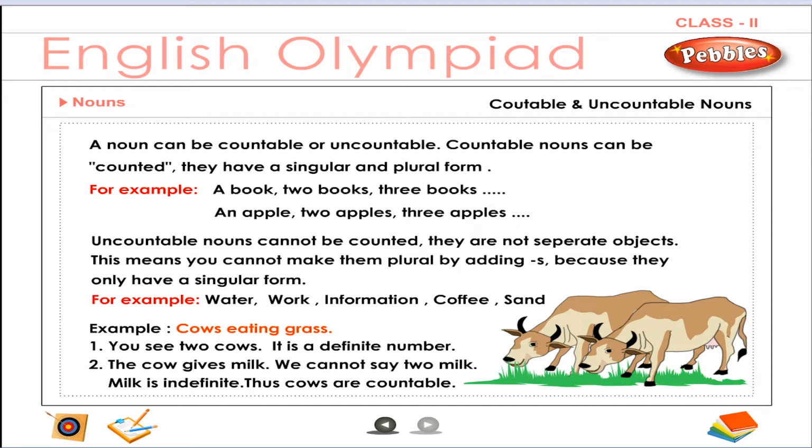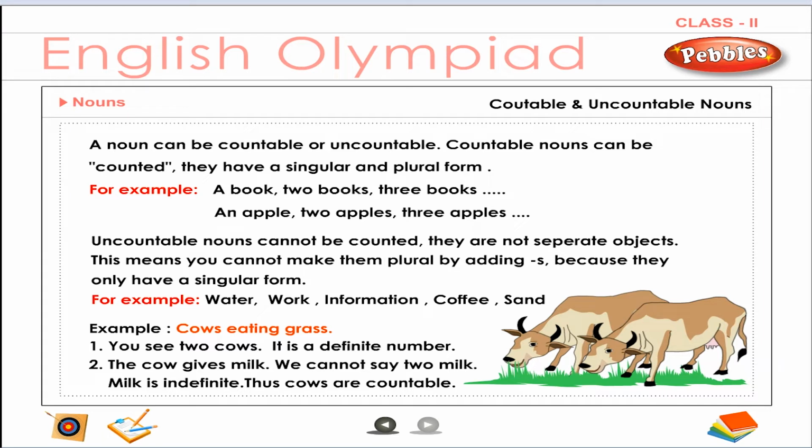Uncountable nouns cannot be counted. They are not separate objects. This means you cannot make them plural by adding s, because they only have a singular form. For example, water, work, information, coffee, sand.